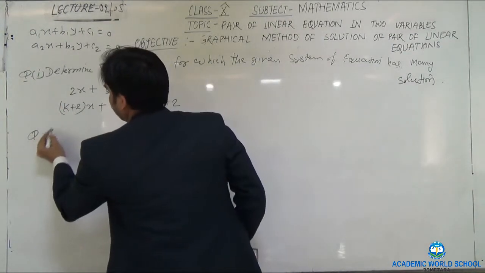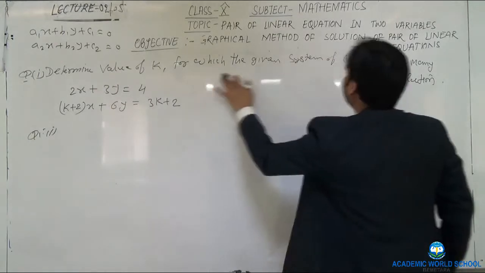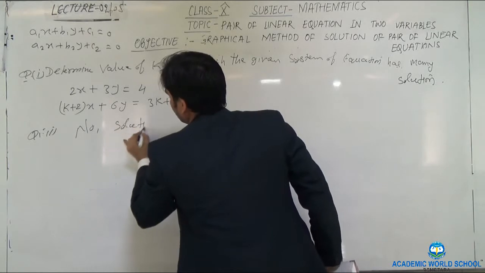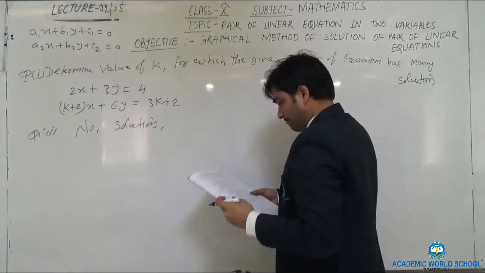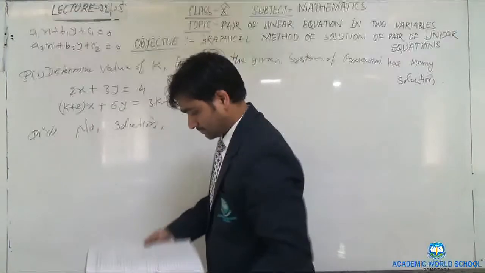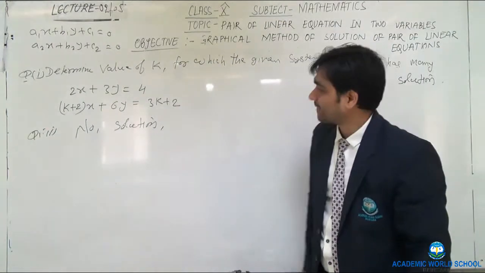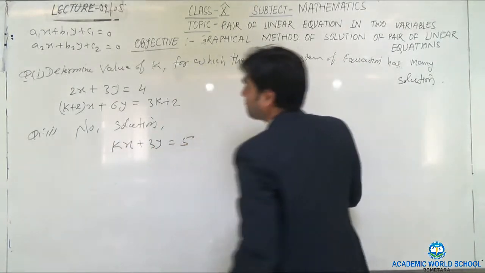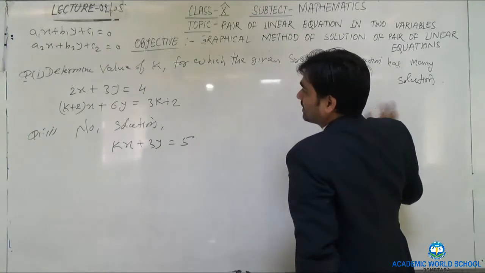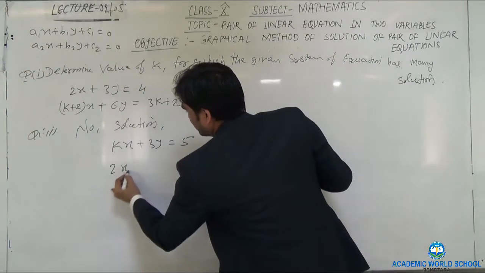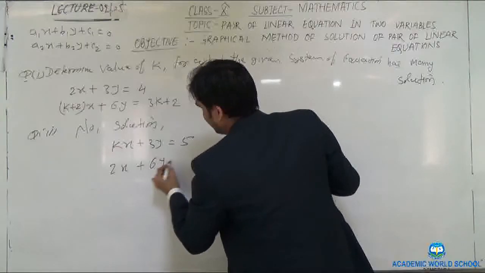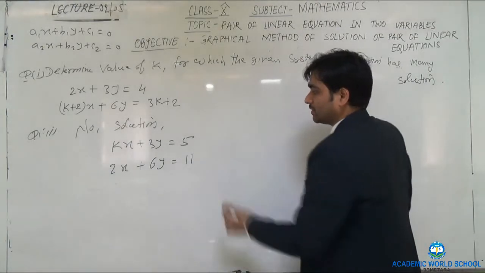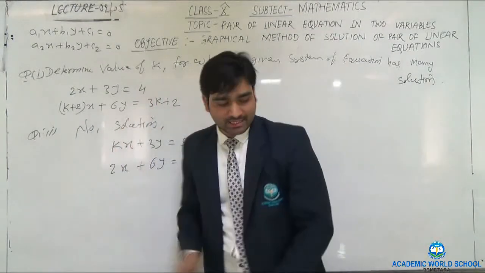And the same question number two: determine the value of k, same, and this is for no solution. The equation is kx plus 3y is equal to 5, and here 2x plus 6y is equal to 11. So these both questions you have to solve.